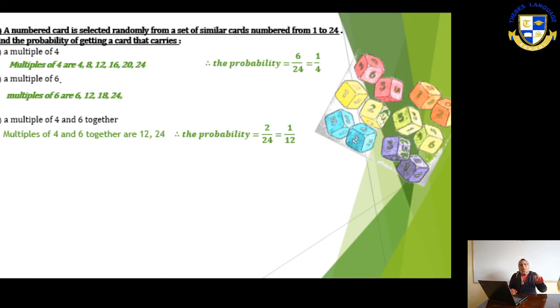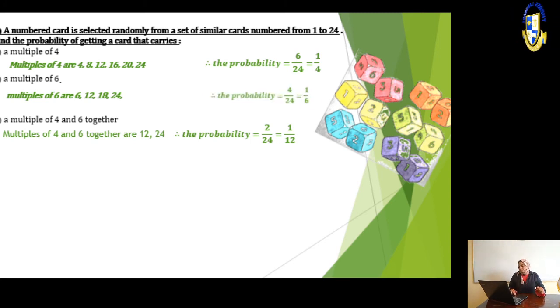Number 2, a multiple of 6. Multiples of 6: 6, 12, 18, and 24, which are 4 numbers, over 24, which is simplified to 1 over 6. It must be written in the simplest form. Number 3, a multiple of 4 and 6. Multiples of 4 and 6: 12 and 24. It will be 2 over 24, which simplifies to 1 over 12.